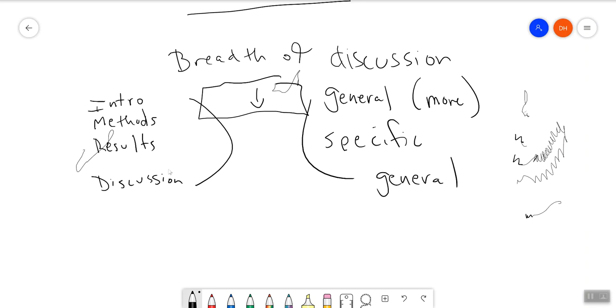Now, notice here in the discussion, that's where the paper becomes more general once again. So you can see that the breadth of discussion starts off very general, swoops into specific, and goes back out broadly to a general discussion of the implications, the future research that might be possible from the research that you did in this little project of yours.